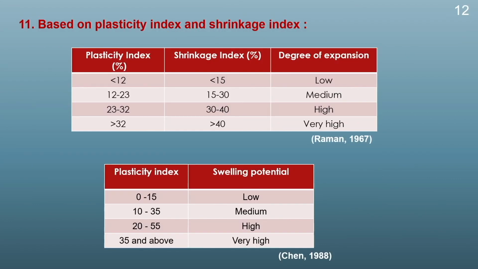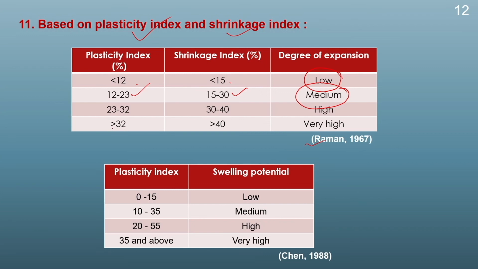There are 2 other methods given by Raman and Chen, which use the plasticity index and shrinkage index to classify the soil. As per Raman, if the plasticity index is less than 12% and the shrinkage index is less than 15%, the soil will be termed as low expansive soil. Similarly, if it is between 12 to 23% and the shrinkage index is between 15 to 30%, it will be termed as medium expansive soil.